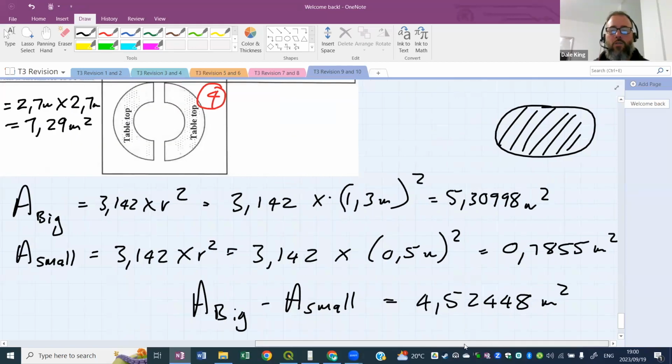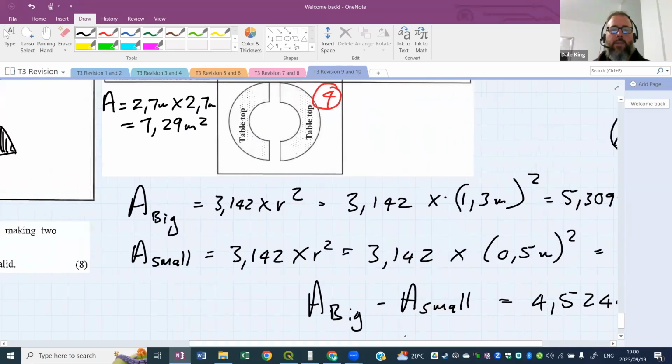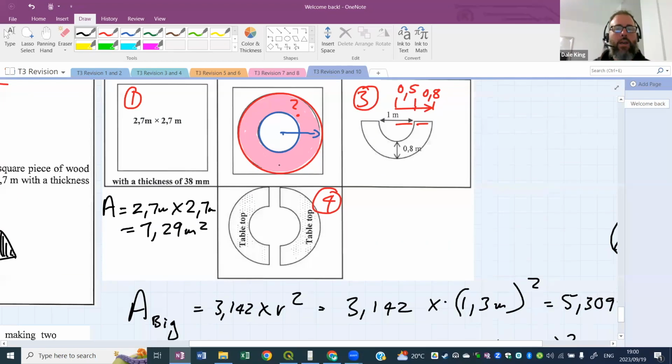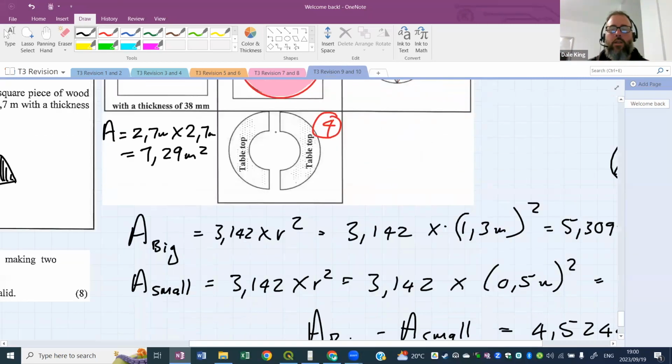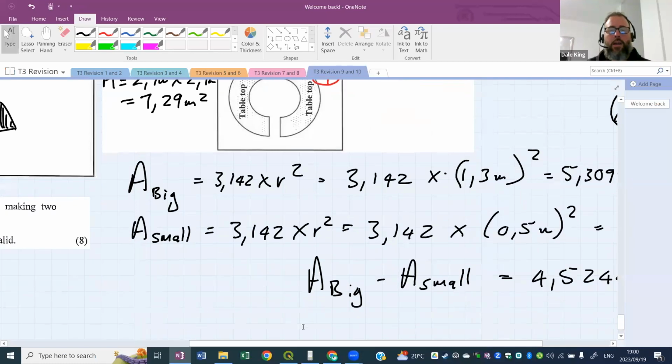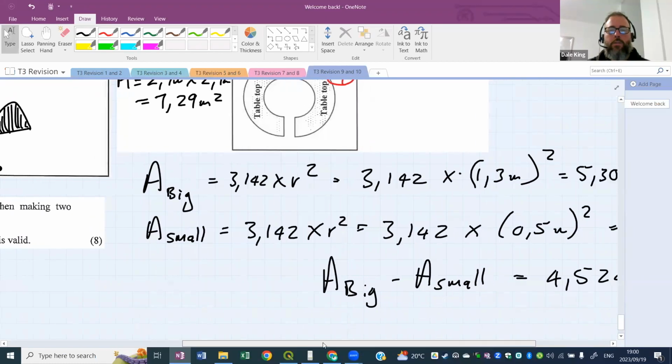All right. So this 4.52448 is now the pink shape. It was a big circle minus the hole in the middle. We don't want the hole in the middle. We just want to know what the pink part is. So we take a whole circle and we take away the hole in the middle. That's left us with that pink part at the top there. Okay. All right. Now what do I do?